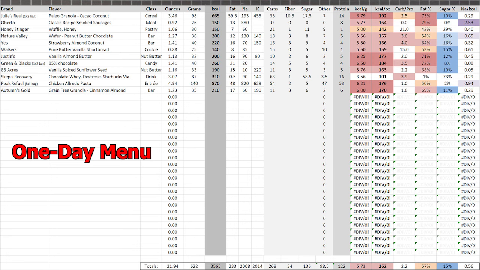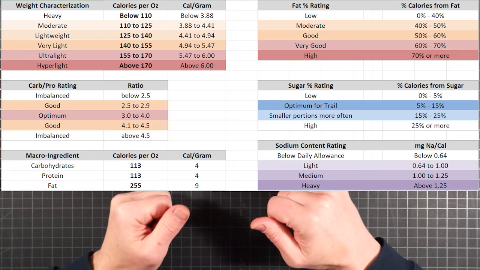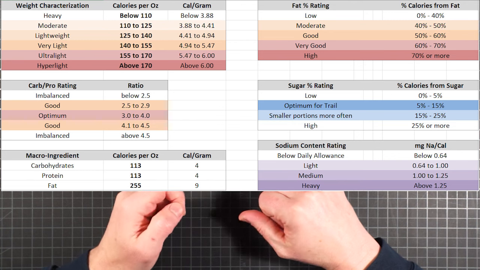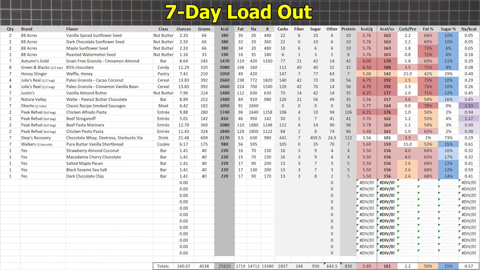As you can see, I aim for around 3,500 calories a day, and I'm averaging over 160 calories per ounce, which rates ultralight on my calorie density scale. For reference, here are the keys of all the color coding shown. See the Performance Nutrition videos for a full explanation. Everything all together charts out like this.